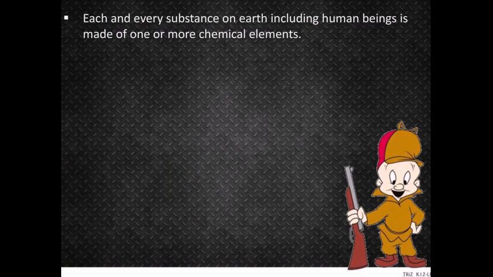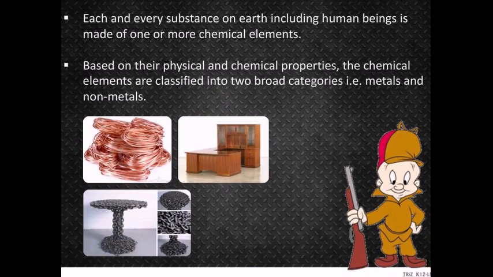Each and every substance on Earth, including human beings, is made of one or more chemical elements. Based on their physical and chemical properties, the chemical elements are classified into two broad categories: metals and non-metals.